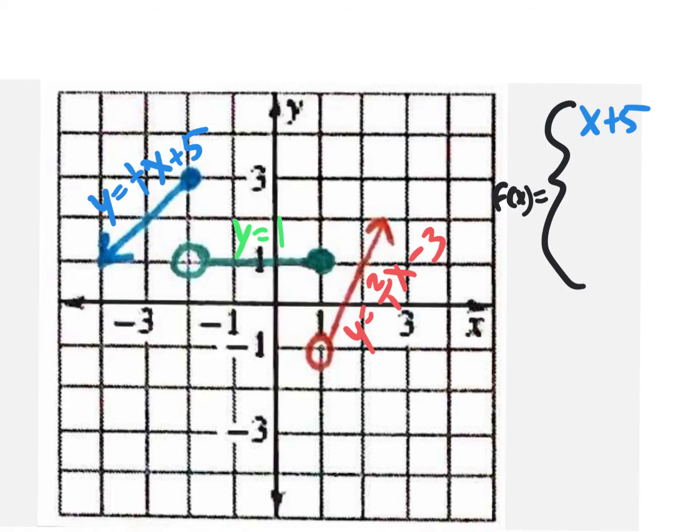Let's write the green equation next right here, and then the red equation. So instead of y equals 1, here's the y, here's the equal. All I do is put a 1 right there, okay? And then instead of y equals 2 over 1 x minus 3, I'm just going to say y equals 2x minus 3. Here's your y, here's your equals, here is your 2x minus 3.